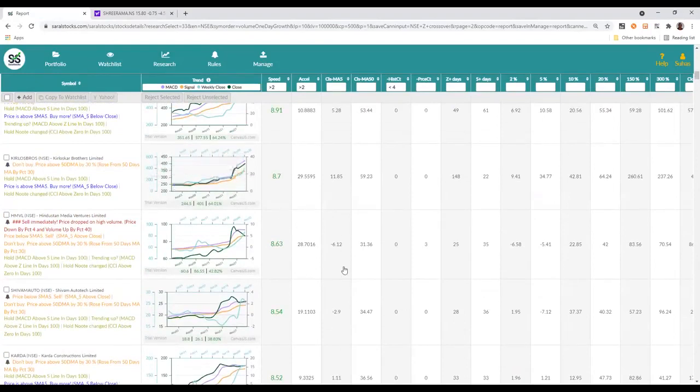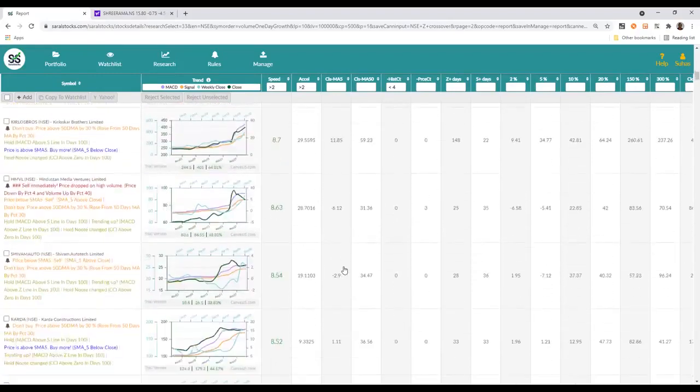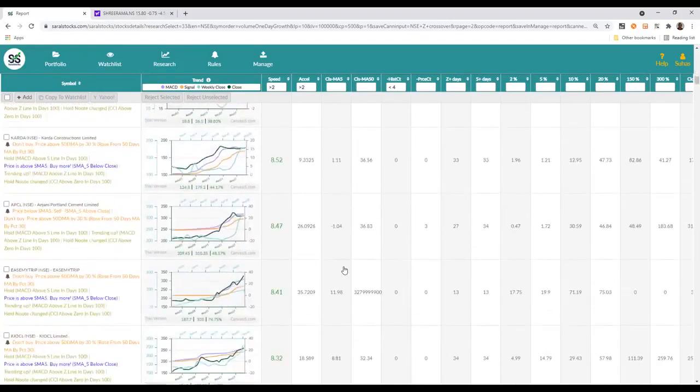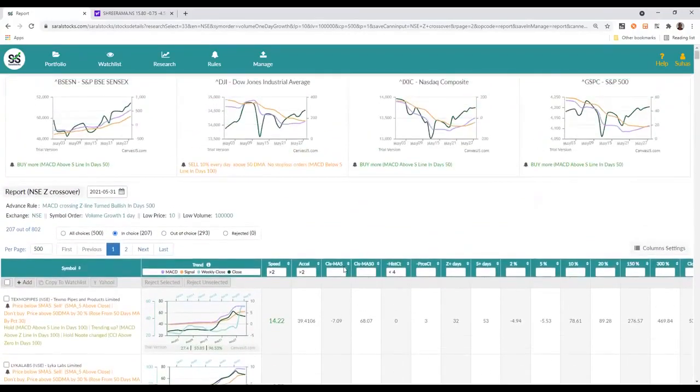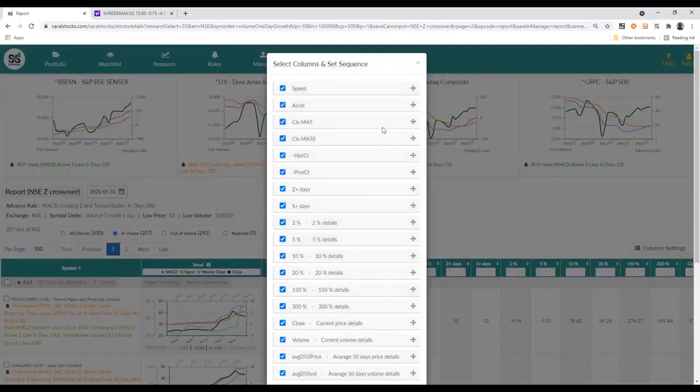You can study more, for example, on Kirloskar Brothers to see that it has a consistent trend in the recent past. The list of stocks will change daily, and even if you study these stocks on weekends, you will be able to identify long trending stocks for buying. If the details are too many, you can change the columns that get displayed, or you can change their sequence.